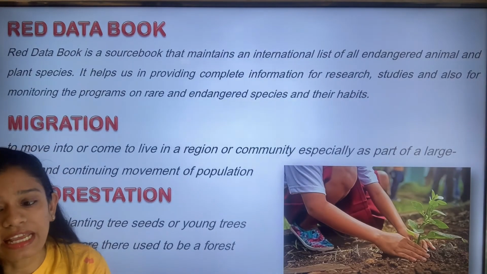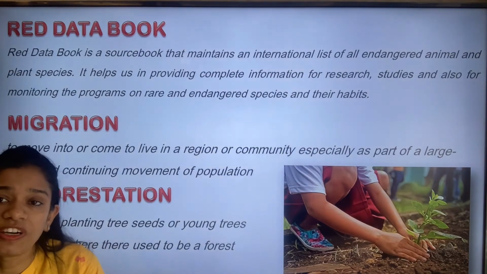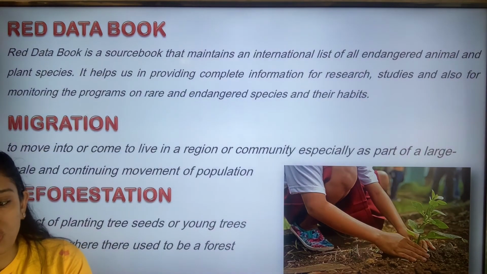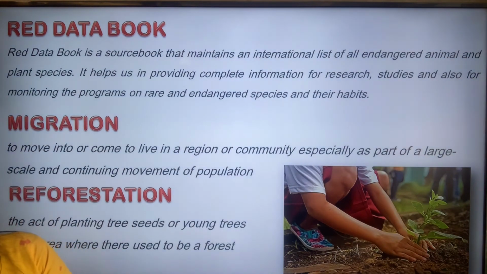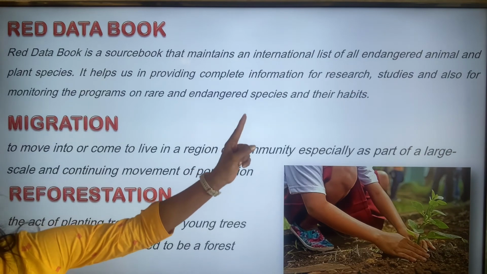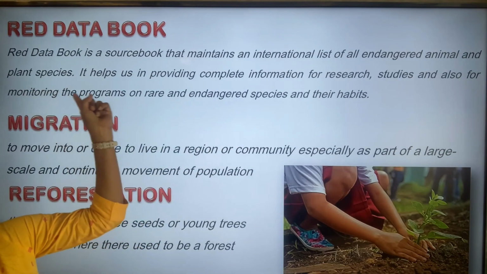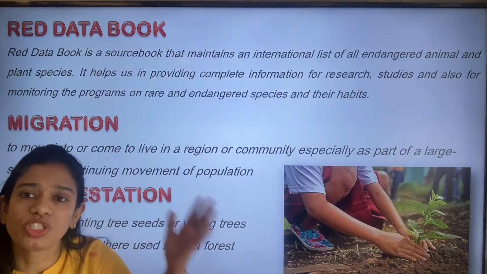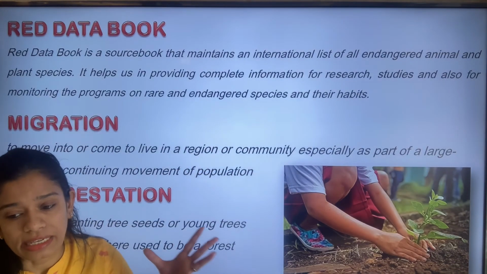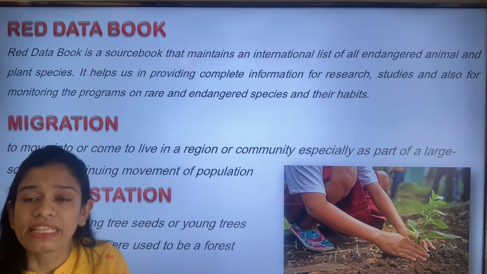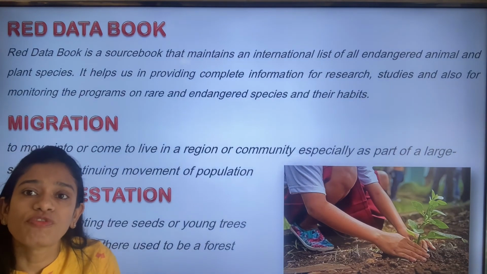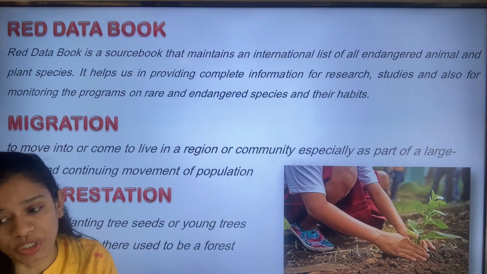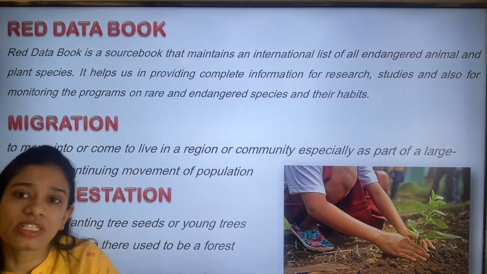First is the Red Data Book. We have heard this many times, Red Data Book. It is a source book that maintains an international list of all endangered plant and animal species. It helps us by providing complete information on the research, studies and monitoring programs that are being done for those endangered species, animals or plants.